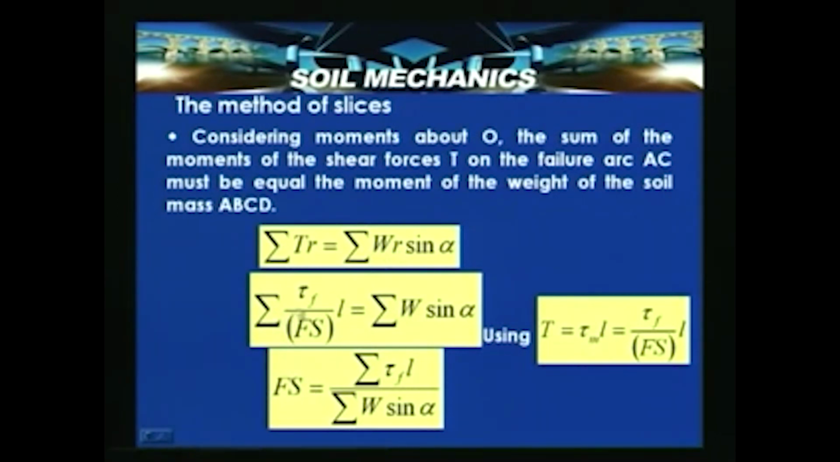So, please observe. Now, summation tau f by factor of safety into L is equal to summation W sin alpha. So, with this, by rewriting we can write factor of safety is equal to summation of tau f L divided by summation of W sin alpha. So, we are left with this expression, factor of safety equal to summation of tau f into L divided by summation of W sin alpha.